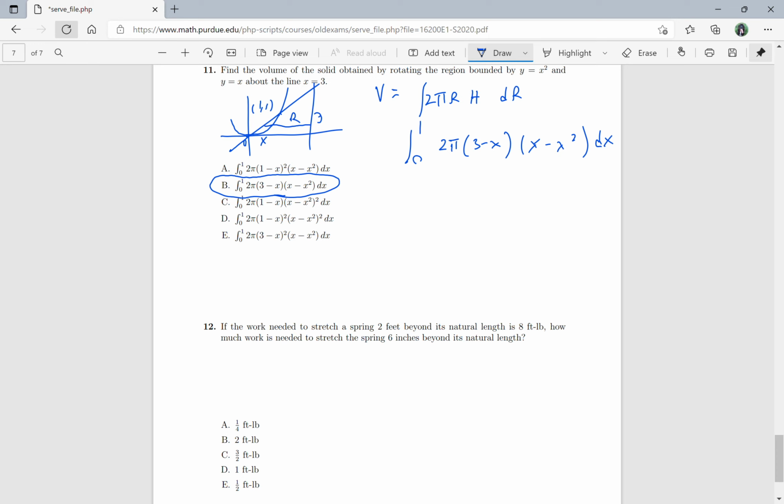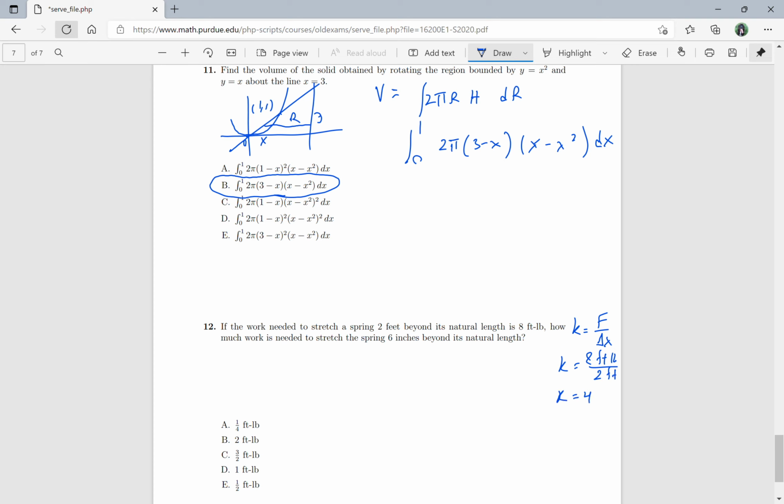12. If the work needed to stretch a spring 2 feet beyond its natural length is 8 foot-pounds, we could solve for the spring constant. k is F over delta x. That's 8 foot-pounds over 2 feet. That's a spring constant of 4.